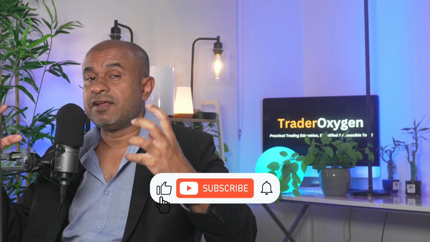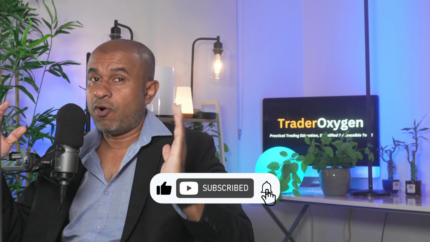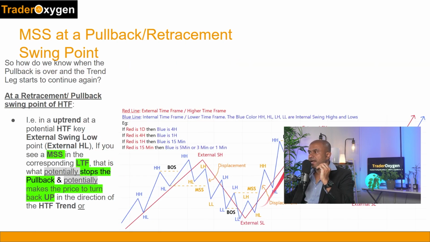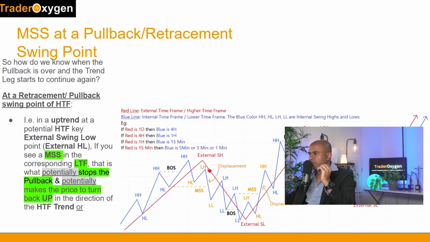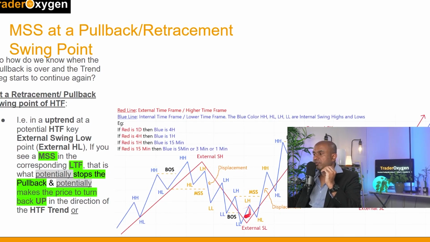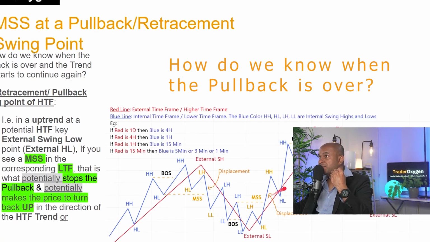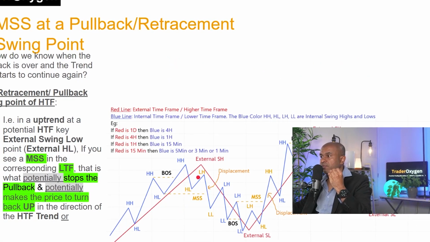Okay, so now we are going to look at a market structure shift happening at a pullback location. And this will help you to understand where to buy and where to sell. Okay, let's jump into that now. How do we know when the pullback is over and the trend leg starts to continue again? That's an important question. You can see the higher time frame is in an uptrend. See, now there's a pullback here. So the question is, how do we know when the pullback is over? Because in an uptrend, we want to buy. Yes, we want to buy, right?